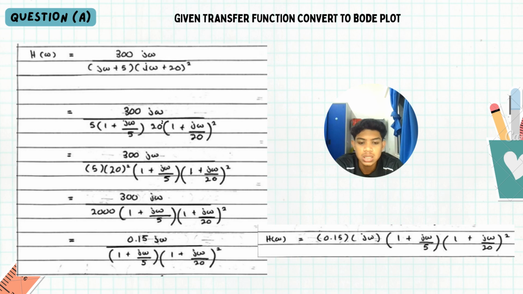we take the original 300 in the numerator and divide it by the 2000. We just factor it out. 300 divided by 2000 equals 0.15. This leads us to the final standard equation boxed at the bottom: H(omega) equals 0.15 j omega divided by (1 plus j omega divided by 5) times (1 plus j omega divided by 20) squared.